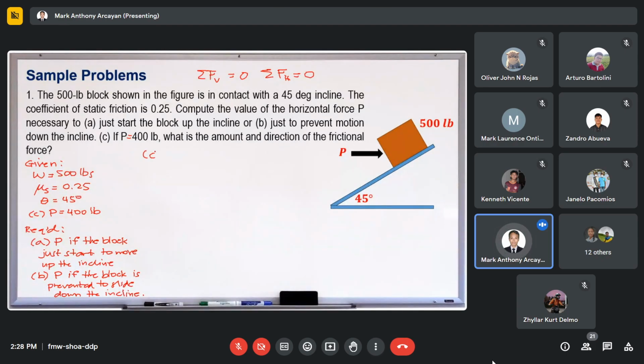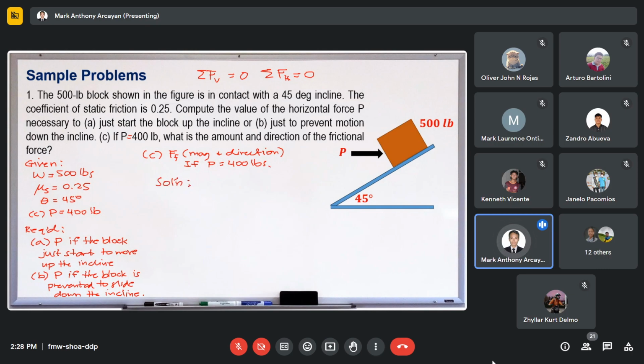And for letter C, what is the amount and the direction of the frictional force? So the frictional force, magnitude and direction, if P is equal to 400 pounds.